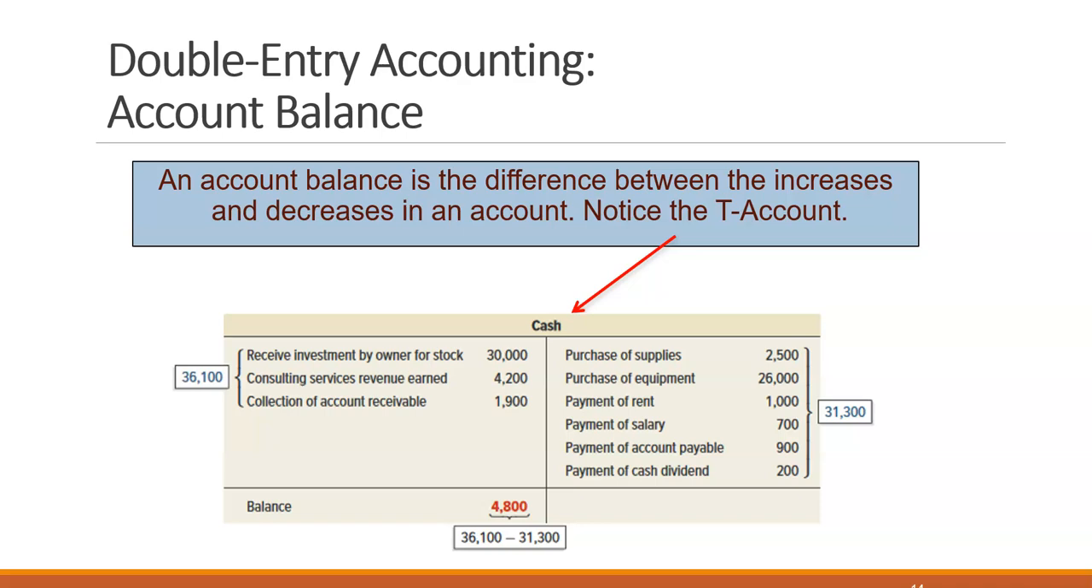This is an example of a cash account. So we have that we've recorded information. So you can see this side is the debit side. We've recorded that we received $30,000 in cash, we earned revenue, and then we paid out different amounts. At the end of the accounting period, we balance out those accounts. So you see here we added $36,100 to this account during the month, and we subtracted $31,300. So at the end of the month, our balance is $4,800 on the debit side.